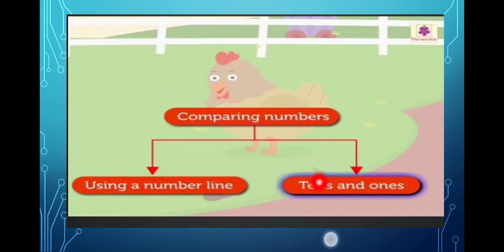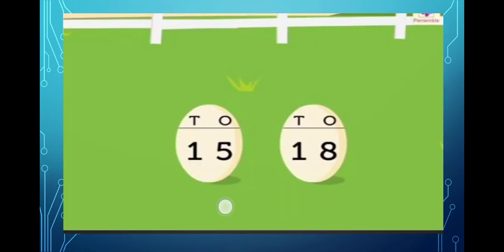Alright. So first let us do how to compare numbers using tens and ones. Okay. So two numbers are given, that is 15 and 18. One is in the tens place, here also one is in the tens place. Both are the same. So we have to see the ones place. 15 has 5 and 18 has 8. So definitely, children, 15 is less, isn't it? Since the tens place is the same and the ones place is different, 5 is less.